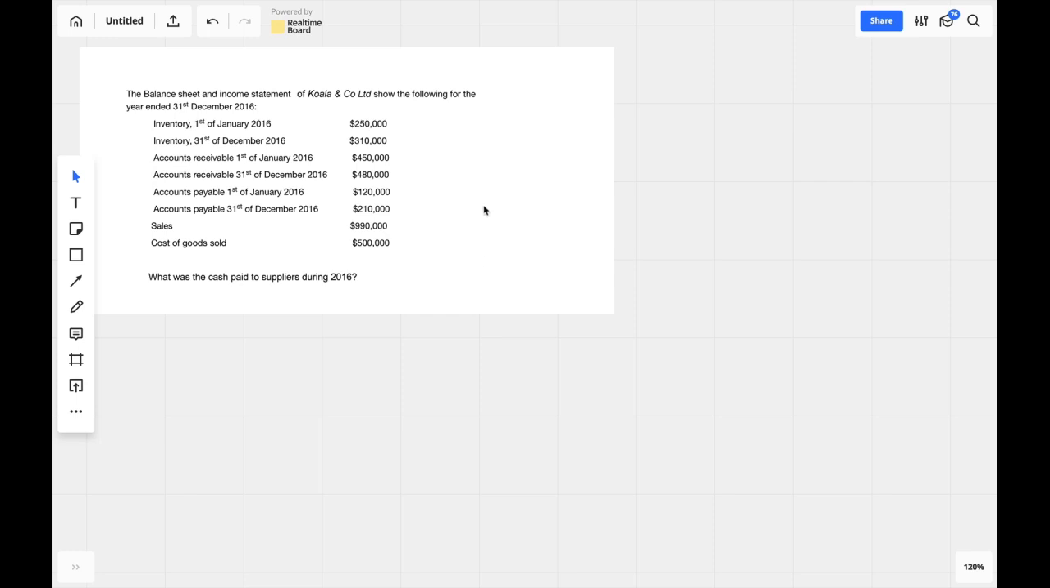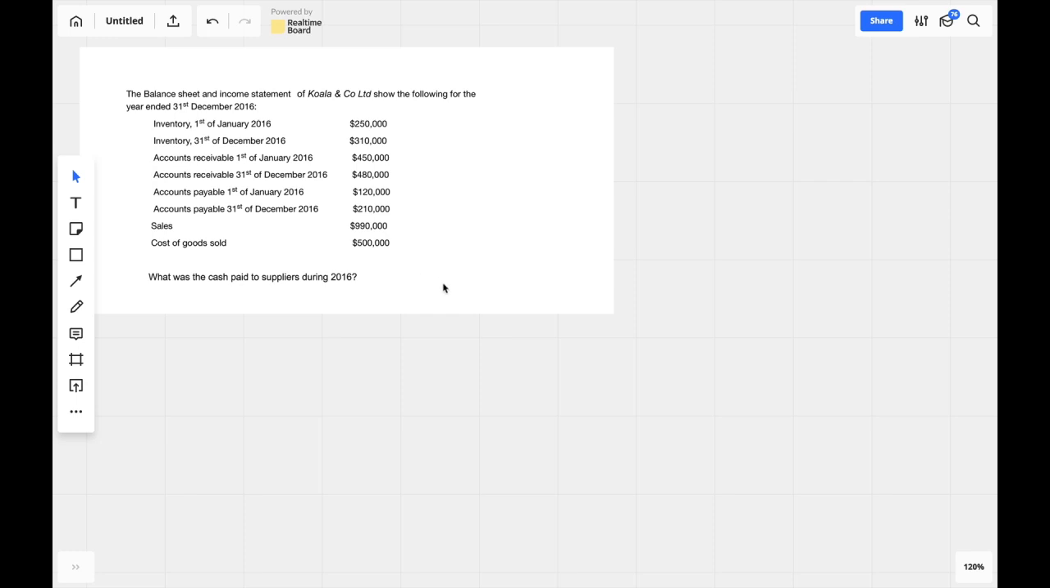We've got some information off a balance sheet and income statement for this particular company. The balance sheet and income statement of Koala & Co. Limited show the following for the year ended 31st of December 2016. The starting inventory on the 1st of January is 250,000, inventory at the end of December is 310,000, accounts receivable on the 1st of January is 450,000, accounts receivable at the end of December is 480,000, accounts payable on the 1st of January is 120,000, accounts payable at the end of December is 210,000, sales of $990,000, and cost of goods sold of $500,000. The question here is, what was the cash paid to suppliers during 2016?